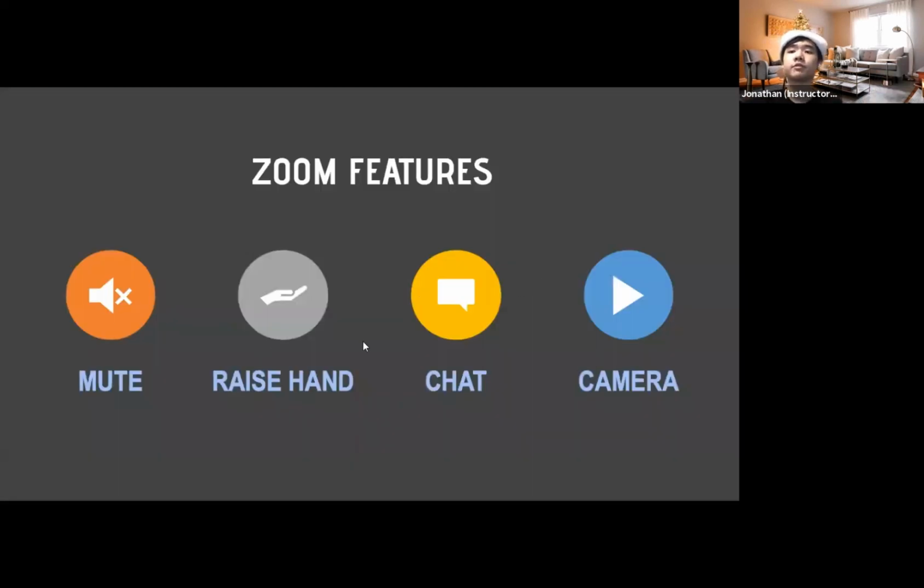The primary features of Zoom, if you did not already know, are the mute, raise hand, chat, and camera. I'll go over more of that, more rules for that later on, but that's just to let you know.